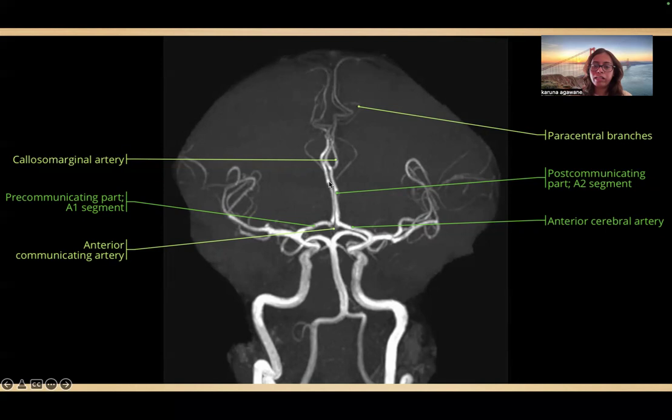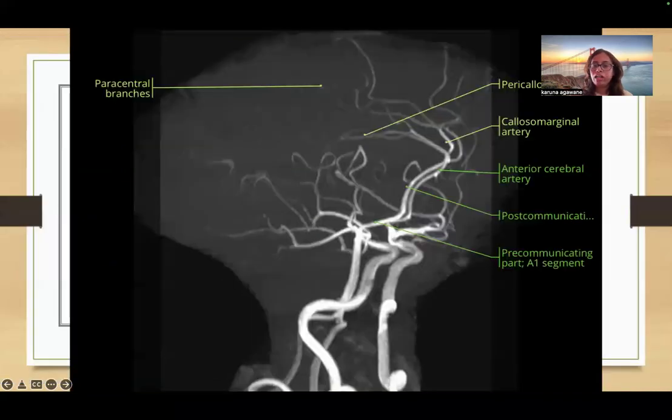Then these are the parallel segments, the A2 segments, which are coursing parallel to each other within the fissure. And then these are the A3 and cortical branches. The callosal marginal artery is seen here, arising from the pericallosal artery. Another view of the same, showing you better differentiation between the A2 and A3 segments.